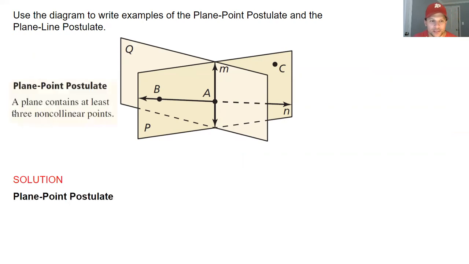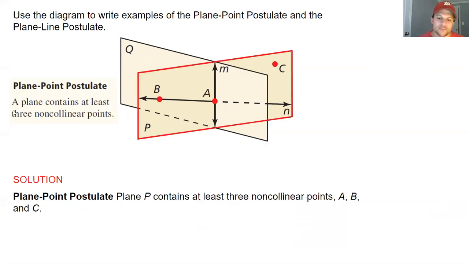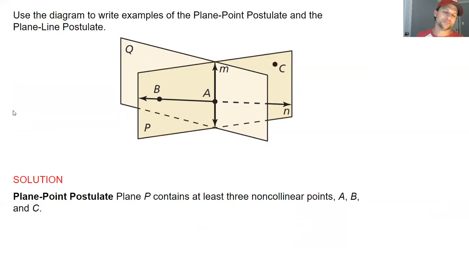So one way that we could write the examples would be just like that, the plane point postulate, where you have a plane that contains 3 points that are non-collinear. So that plane would be on plane P. There are 3 points on plane P. First one is A, and then B, and then C. So plane P would contain at least 3 non-collinear points.